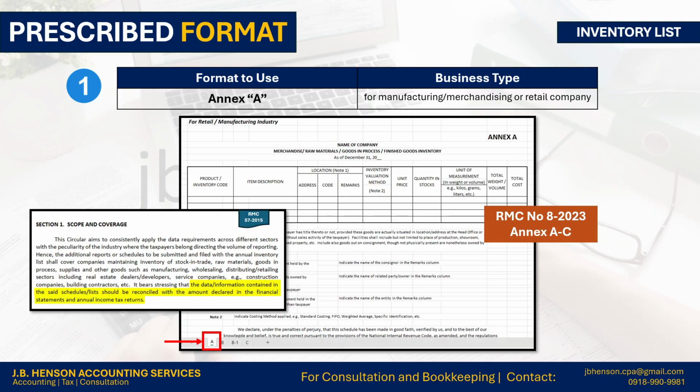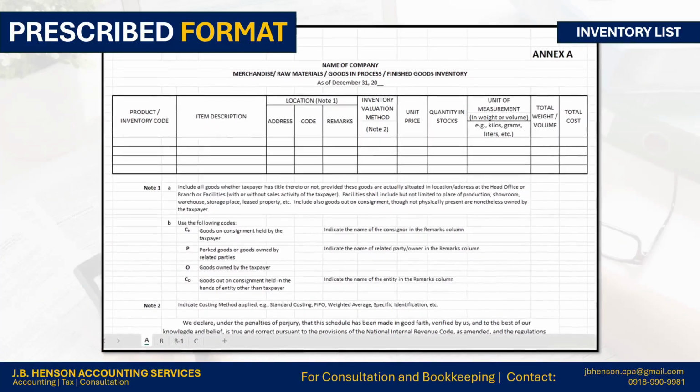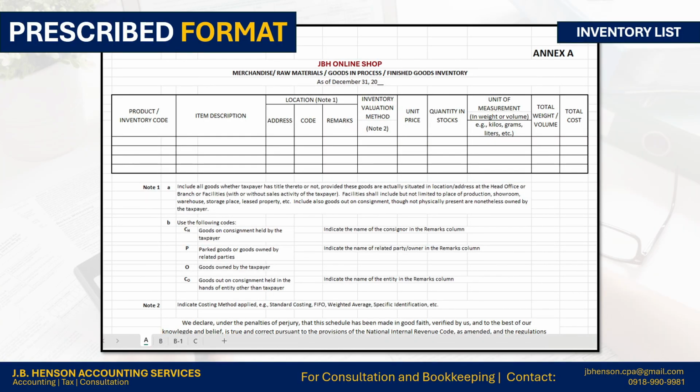So pwede na kayong mag-edit mismo doon sa na-download nyong file. So first, we need to edit our business name. And then the next line, the kind of inventories that we are providing in the list could be merchandise inventory for retailers or raw materials, goods in process, or finished goods for manufacturing, or pwedeng lahat yan. Then put the year of the period covered, which is the previous year.